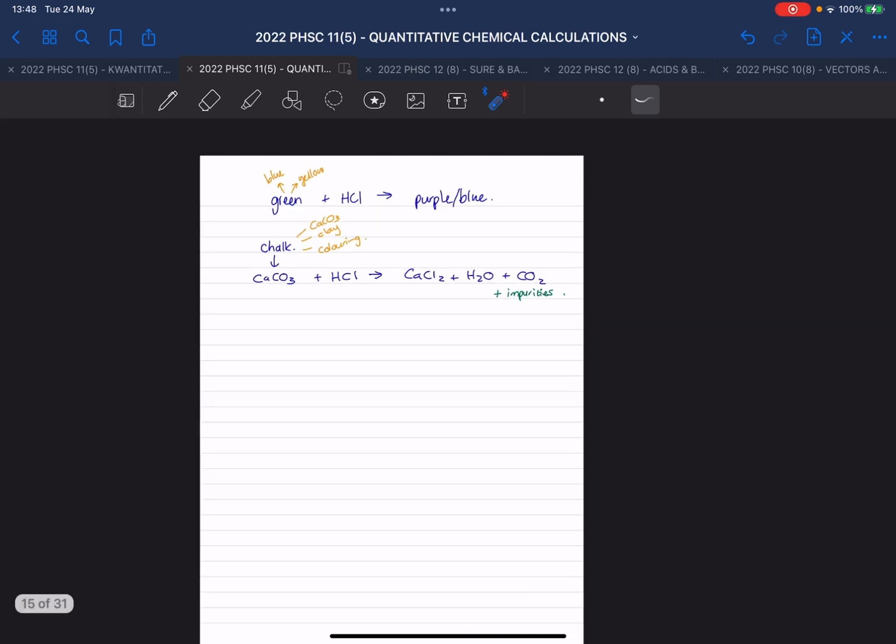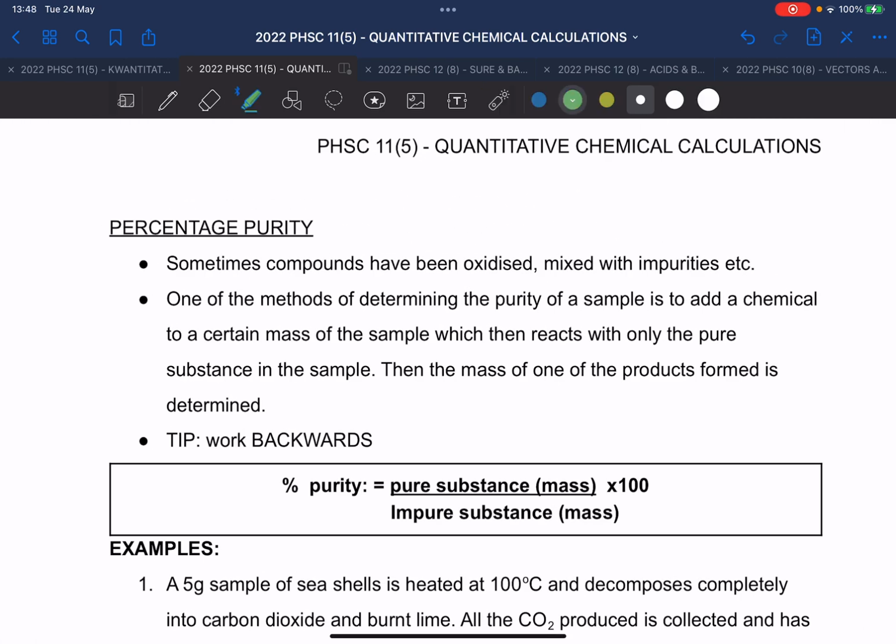Okay, right, so it says there, sometimes compounds have been oxidized. Oxidized is just a fancy word for saying that it rusts. You've all seen rust before, ne? Things don't actually rust here in Paris. Where I come from, it rusts in a day. At the ocean, things rust quickly. Here, it takes 2 years, 3 years. Right, so oxidized means it rusts, or things are mixed with impurities or something like that.